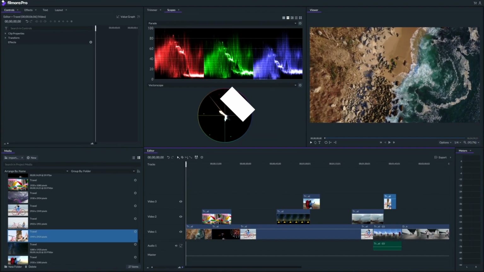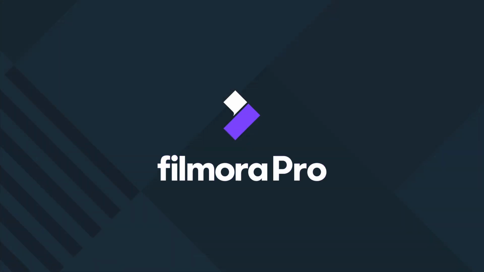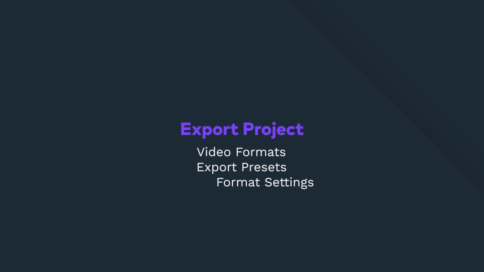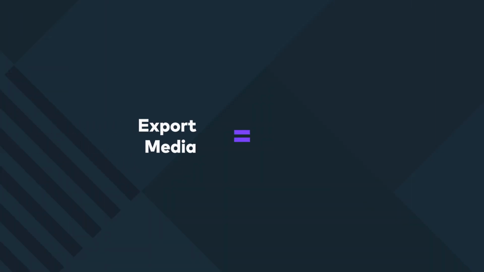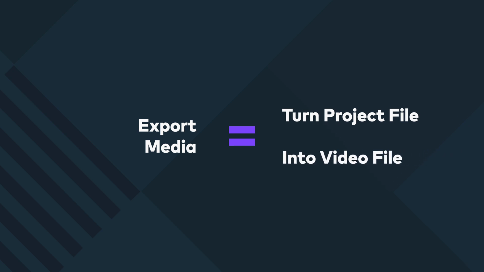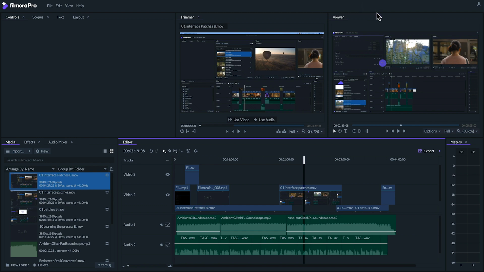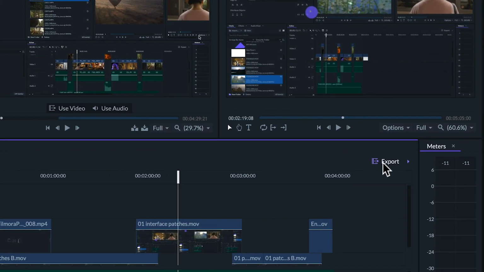Hi everyone, my name is Johnny, and in this tutorial we will learn how to export our projects. We'll get to know some of the video formats, export presets, and format settings. Once we've finished our edit and we're happy with it, we'll need to export it. This means turning our project into an actual video file so it can be played, burned to a DVD, or uploaded to social media.